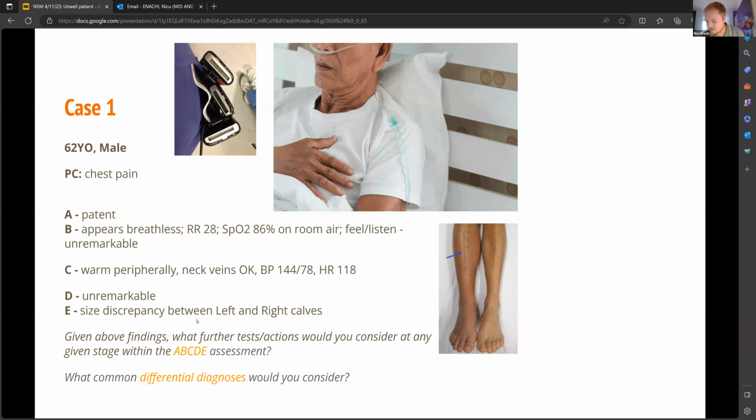Now, I guess, put in the chat, people, very quickly, what do you think, given all this ABCDE assessment, what further actions you might do, what further tests you might ask for, and obviously it's based on what common differential diagnosis you would consider in this case. I do have the chat open here as well, so I can see when people write things down.